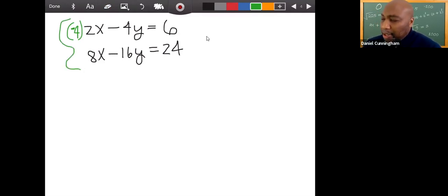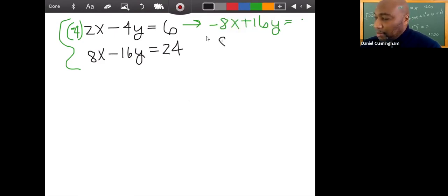So what happens here, this equation on the top will look like this. A negative 8x plus 16y is equal to a negative 24. And we're going to get that negative value in there, negative 24. The bottom equation stays the same. 8x minus 16y is equal to a positive 24.